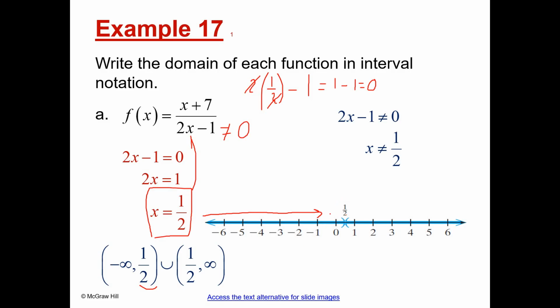So when you tend towards half, there will be a discontinuity here because this function cannot take a value of x equal to half. So we're gonna use union for discontinuity, and then again the function will continue after half to infinity. So all these points are included except for half. Half is excluded up to infinity.